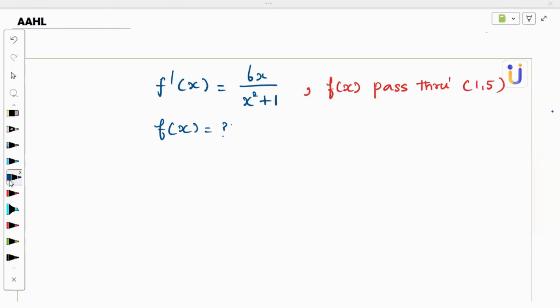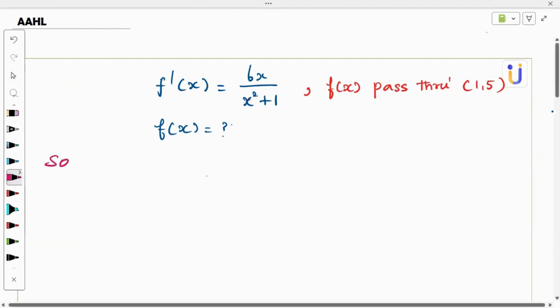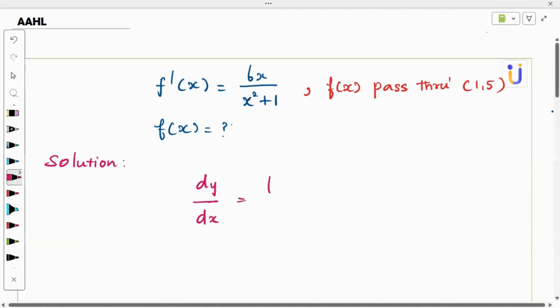So it is like a reverse process. The derivative is given, and I want to get the actual function. So I need to integrate here. Let's start. For my convenience, I'm going to write it this way. f dash of x, what is the other way to write it? It's dy by dx, isn't it? So dy by dx equals 6x by x square plus 1.